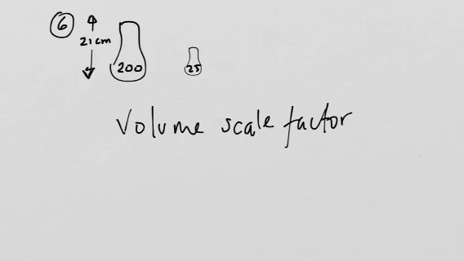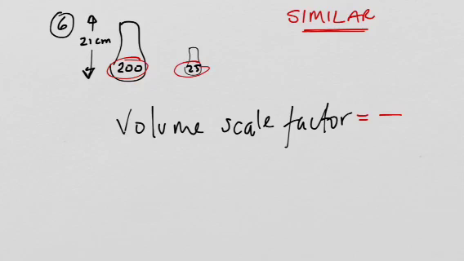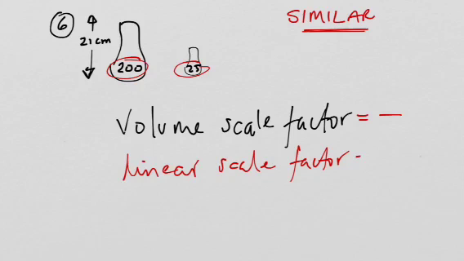Question 6. The word in this question which tells you what type of question it is is similar. As soon as you see that in the question, then we know how we go about solving it. It gives you the volume. Now remember the second volume is missing, it's 25. So we know the first one is 200, and we know the second one is 25. So if we work out the volume scale factor, and you should know how to do that, then you can work out what the linear scale factor is. Then you can work out how long the lines are. So if you know the volume, what's the linear scale factor? Once you know the linear scale factor, you should be able to work out the height of that second bottle.